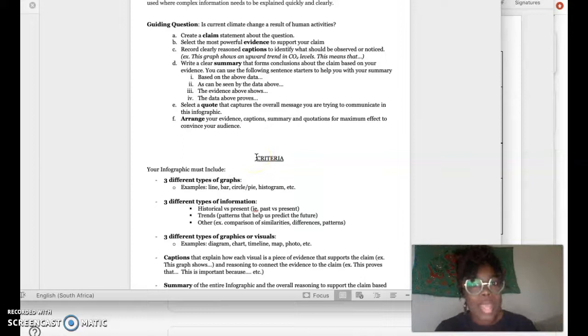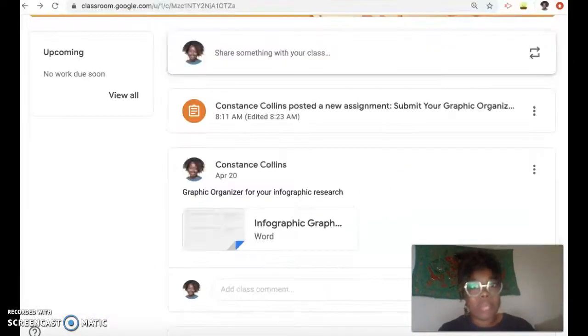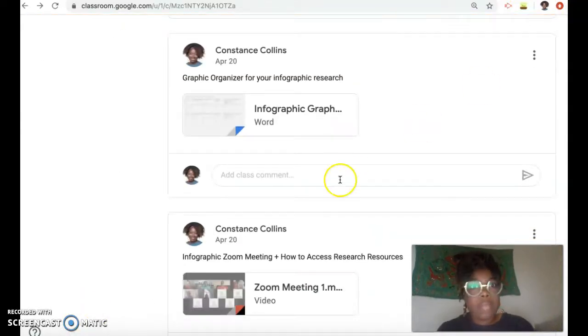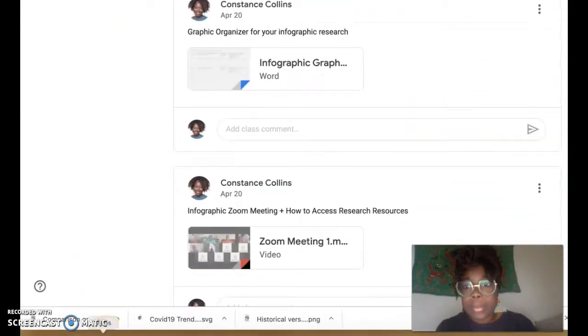But before we do that, I want to go over the criteria. So 3 different types of graphs at least. So I know that you all already have worked on graphs with your math teachers. So you know what a line graph, bar graph, circle, pie graph, histogram, etc. You know what these different types of graphs are. Now what I want to show you are the 3 different types of information: historical versus present. So that means the past versus present, and I have an example of what that might look like. Give me a moment here. Okay, here we go.